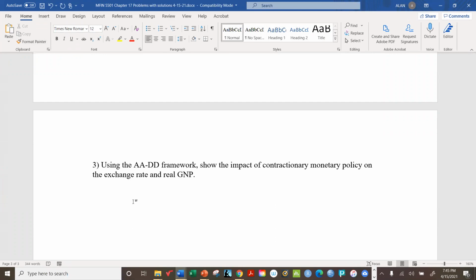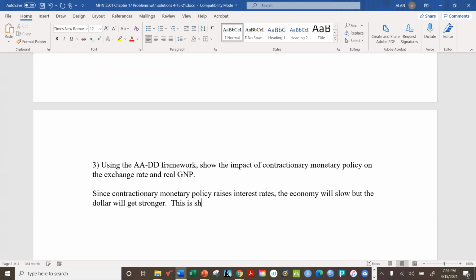Now, contractionary means, remember too, AA is the one that's affected by monetary policy. So since contractionary monetary policy raises interest rates, the economy will slow. This is shown. Oh, but the dollar will get stronger. This is shown by a leftward shift of the AA curve. Okay, we'll just confirm that here.